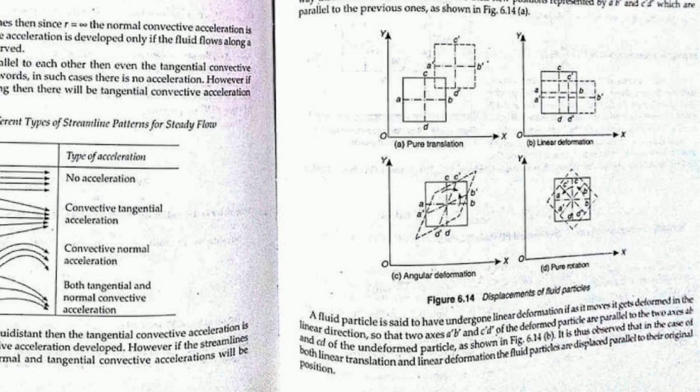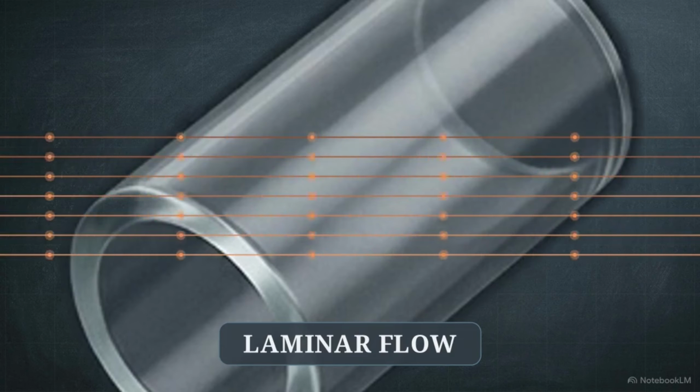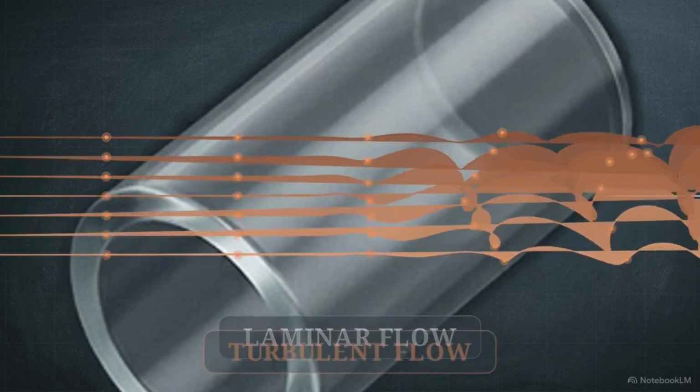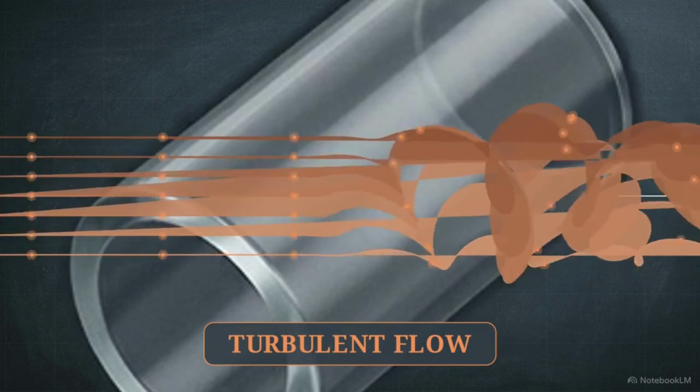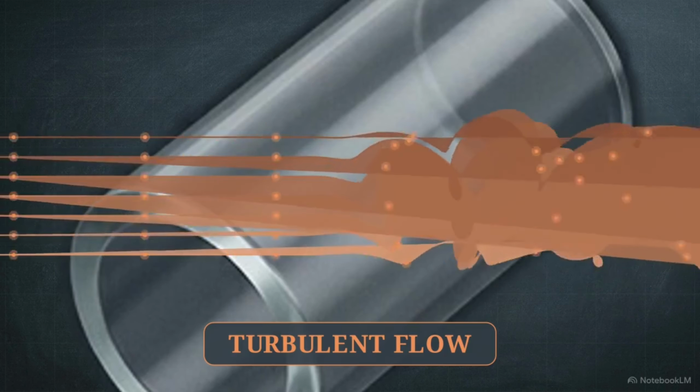Fourth is rotation. Looking at Figure 6.14, we can see the difference between translation and rotation. Flow is classified as rotational or irrotational based purely on whether the individual particles spin around their own center of mass as they travel. Finally, we categorize the smoothness of the motion. Laminar flow occurs when fluid slides in parallel layers. When those layers break into erratic mixing and overlapping eddies, the flow becomes turbulent.